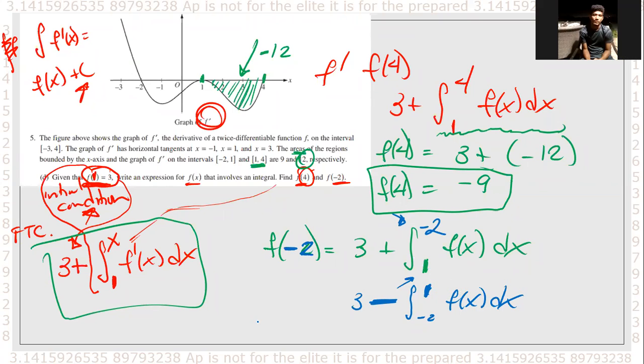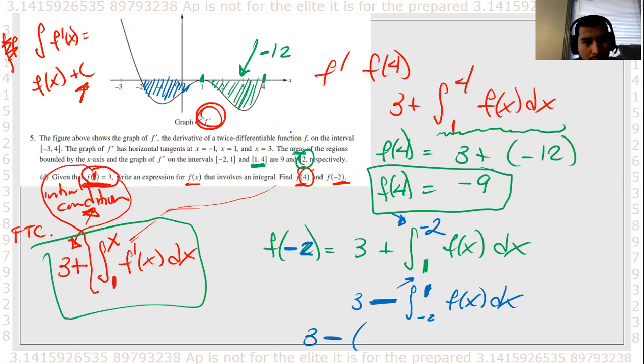So there you go. Now it's 3 minus whatever the area from negative 2. 3 minus negative 9. Whatever that was, this was 9, but it's below, so it's negative 9. 3 minus 9. So 3 plus 9, that gives me 12.